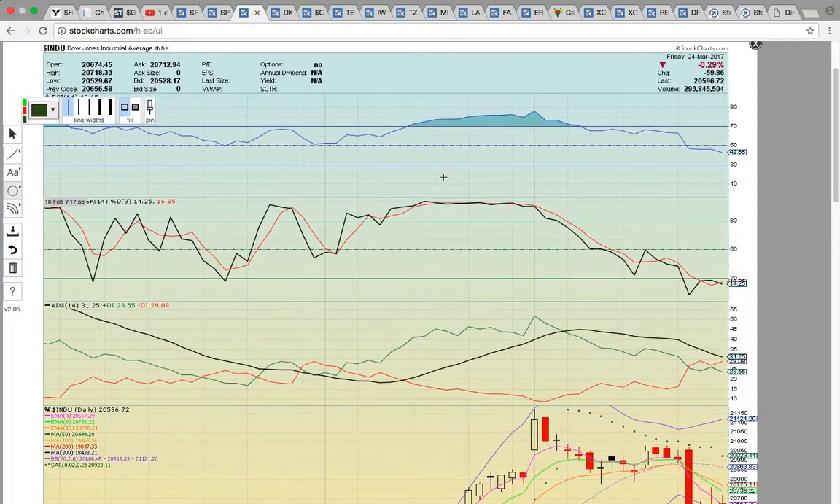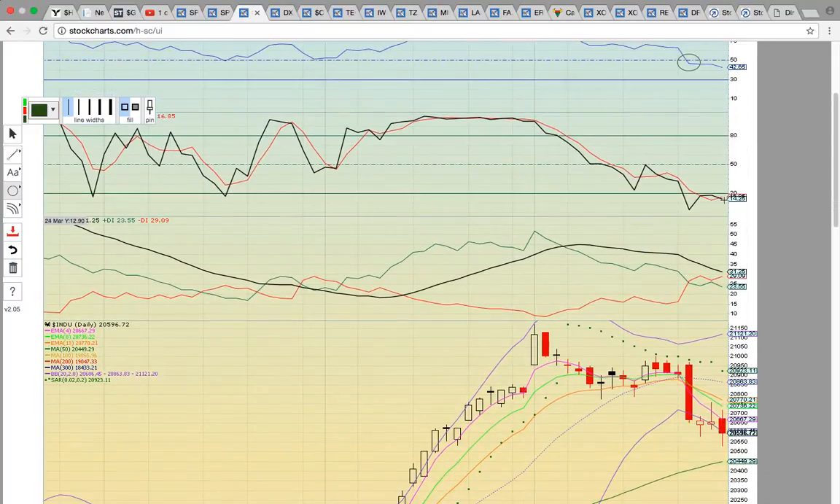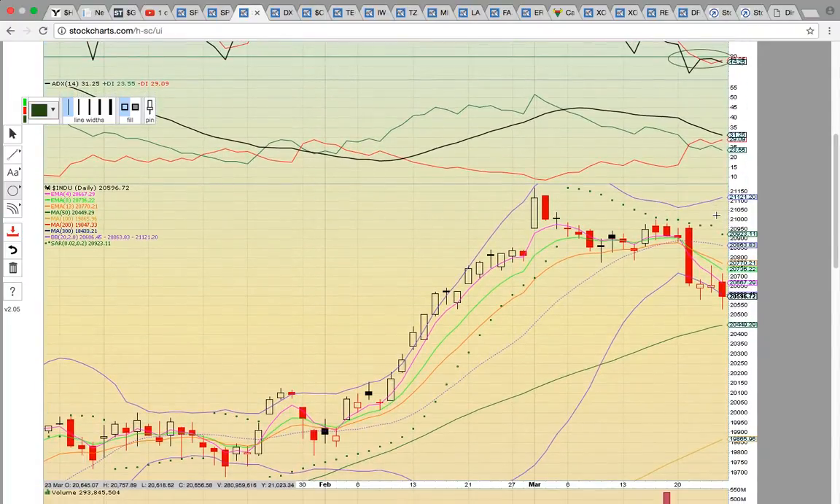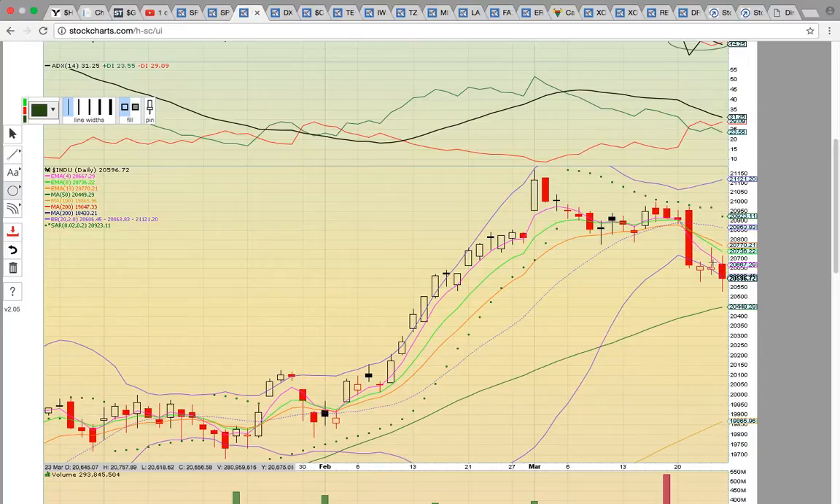Okay, let's take a look at the Dow Jones Industrial Average. This is ticker symbol INDU. Okay, this had the break below 50 on RSI, so that signals the chart is cooling down. Now you've got Fasto below 20 at oversold levels. Very similar chart to the last chart, except it's even more bearish.